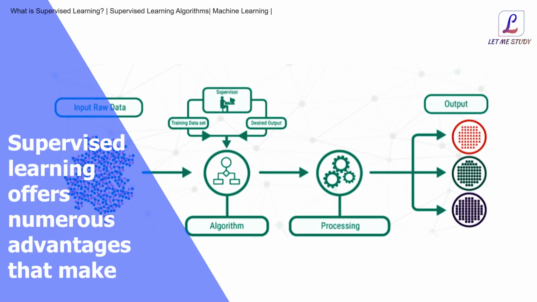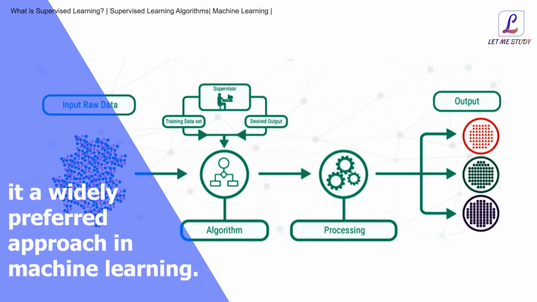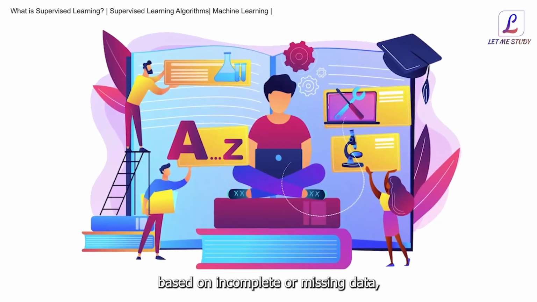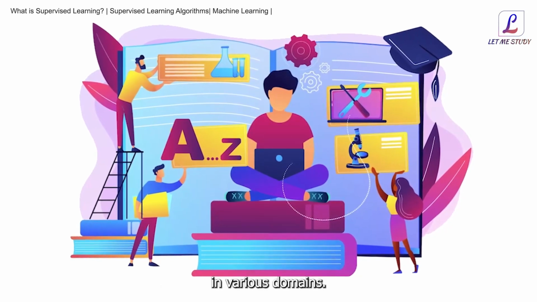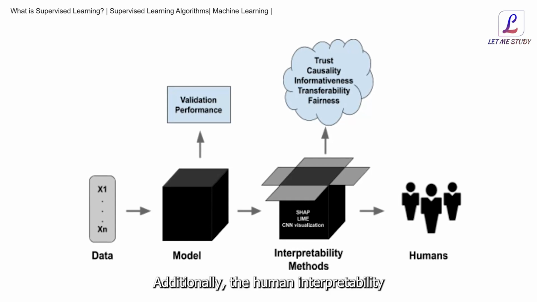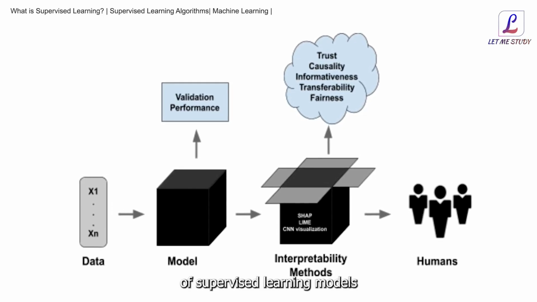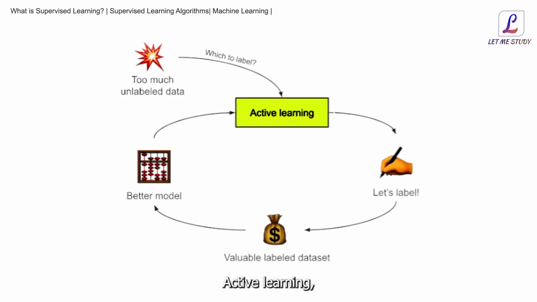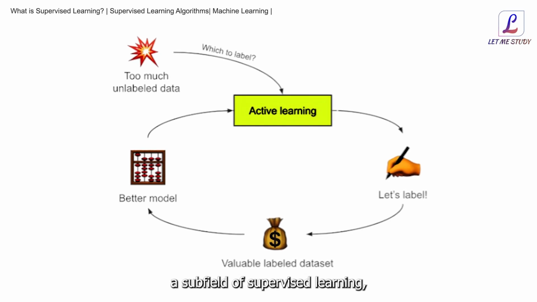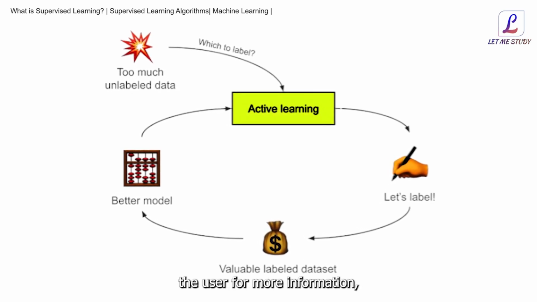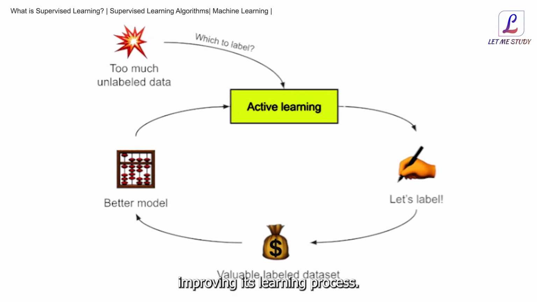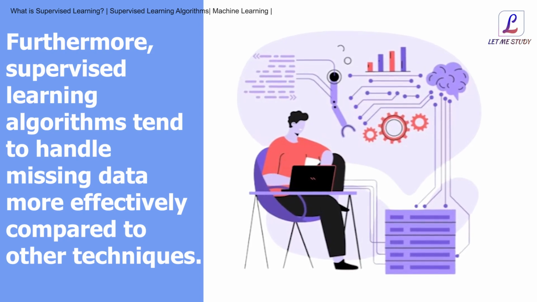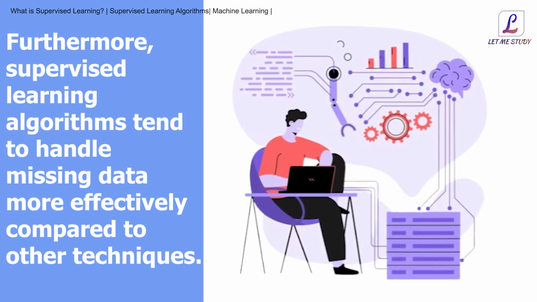Advantages and limitations. Supervised learning offers numerous advantages that make it a widely preferred approach in machine learning. It can anticipate outcomes based on incomplete or missing data, allowing for flexible problem solving in various domains. Additionally, the human interpretability of supervised learning models enables users to understand and trust the reasoning behind the predictions. Active learning, a subfield of supervised learning, empowers the model to interactively query the user for more information, improving its learning process. Furthermore, supervised learning algorithms tend to handle missing data more effectively compared to other techniques.